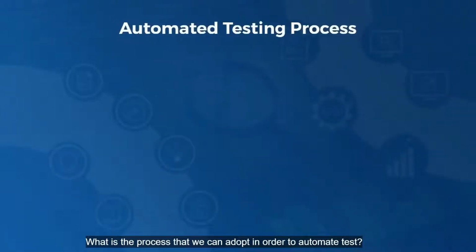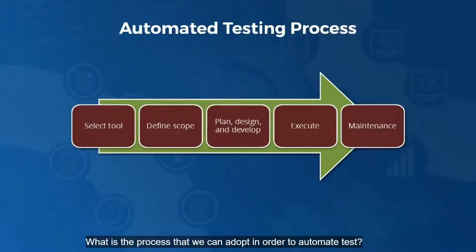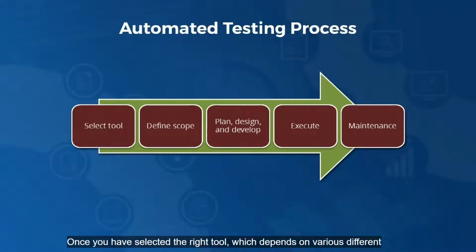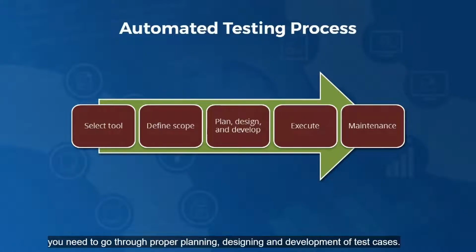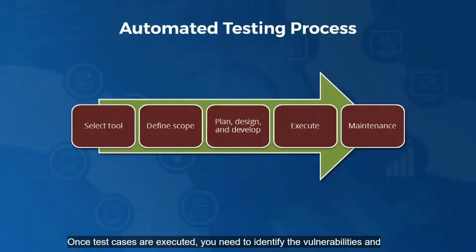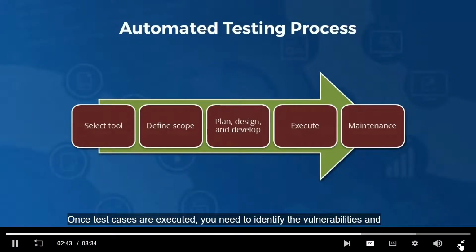Now, what is the process that we can adopt in order to automate test? First, selection of right tool is essential. Once you have selected the right tool, which depends on various different factors, you need to identify and define the scope of automation. Once you have identified and defined the scope of automation, you need to go through proper planning, designing and development of test cases, bundling them into test suite, and finally moving to next step, which is execution. Once test cases are executed, you need to identify the vulnerabilities and you need to conduct proper maintenance activities.